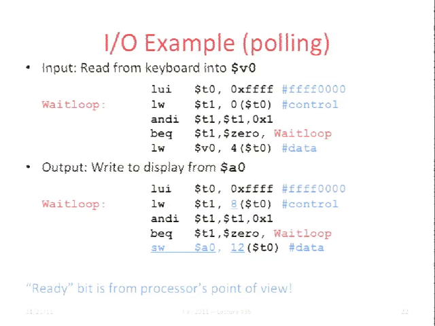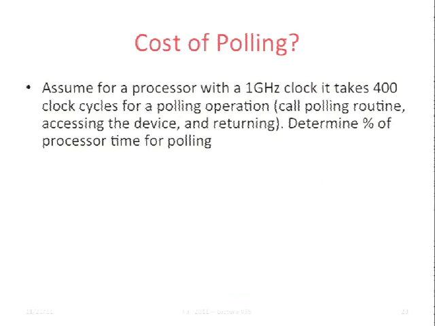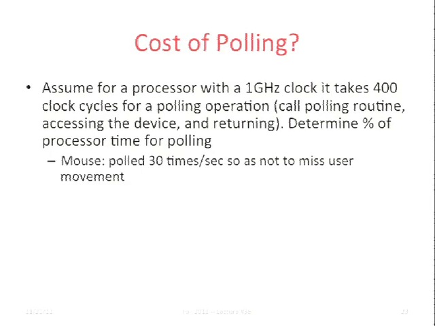The problem with busy waiting or spinning is that you could spend a lot of time polling. So how long does it take? Let's say on average it takes 400 clock cycles to call the polling routine, access the device, and get the answer back. So what's the percentage of time you spend polling? Well, the answer is it totally depends.